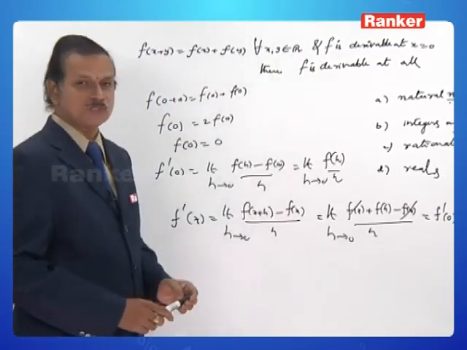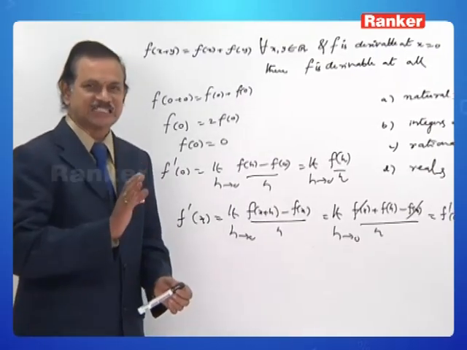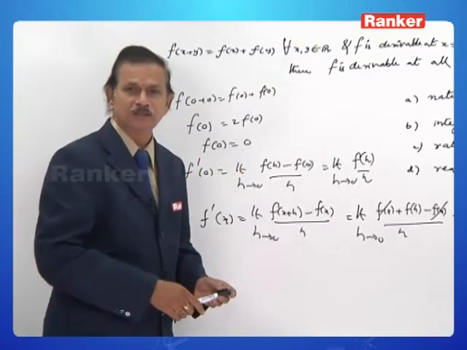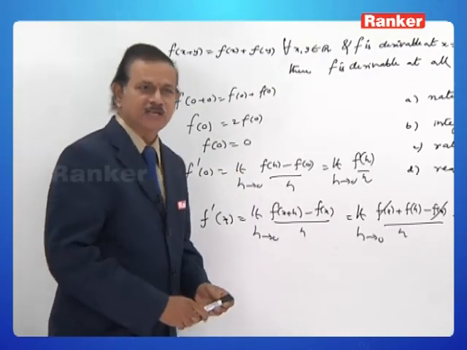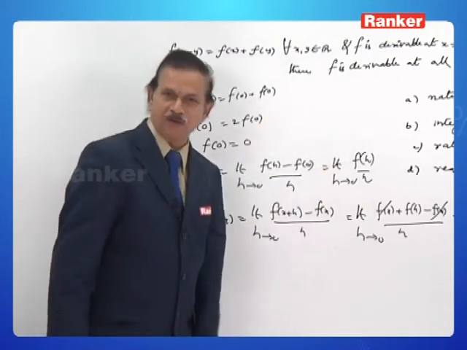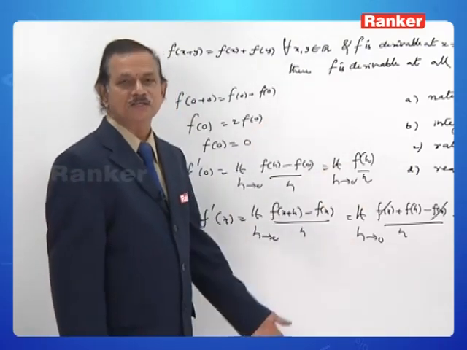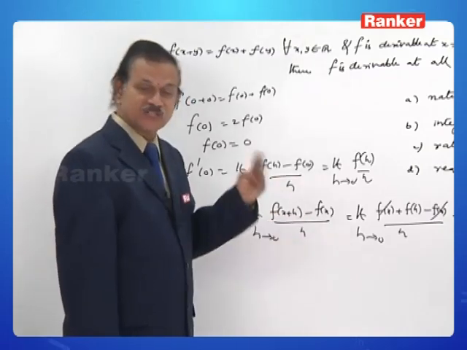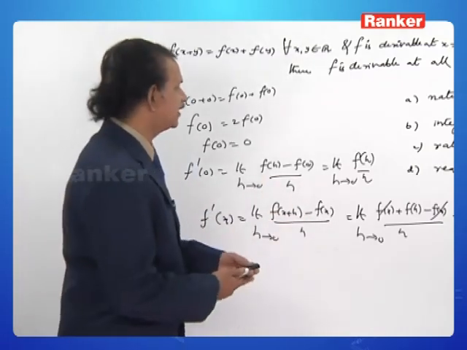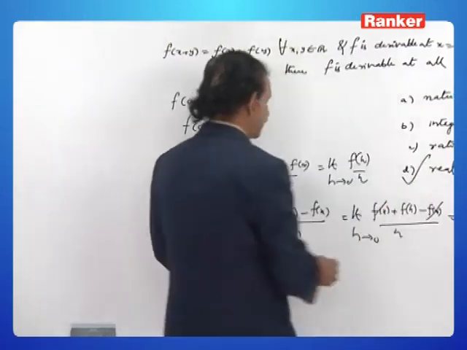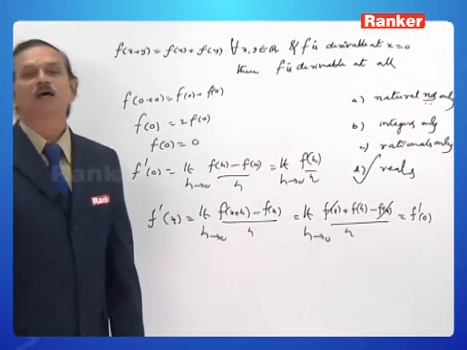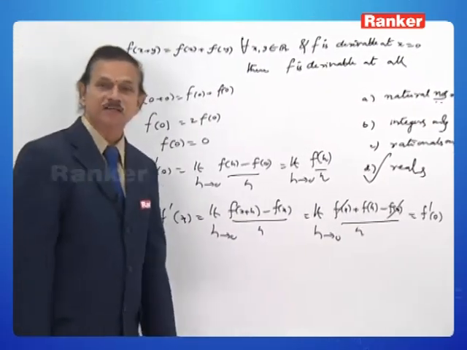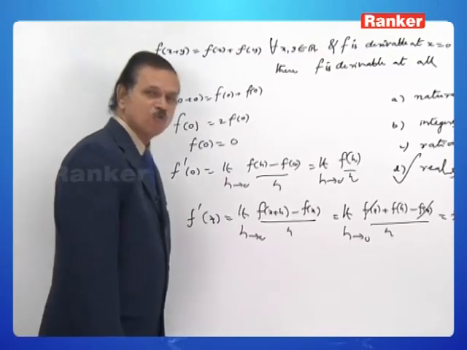That is, what I mean to say is f dash x exists. Of course, it is a constant function. I don't mind. For every real number x, f dash x exists surely. Therefore, it is derivable at every real number. So, what is the right option? Option D is the right option. This is the question, a beautiful question in which the conceptual item is involved.